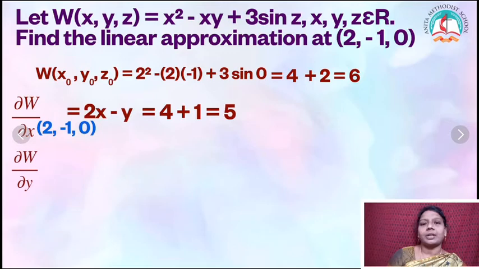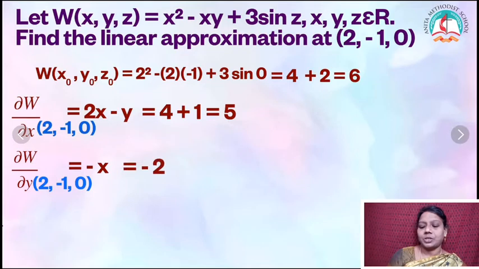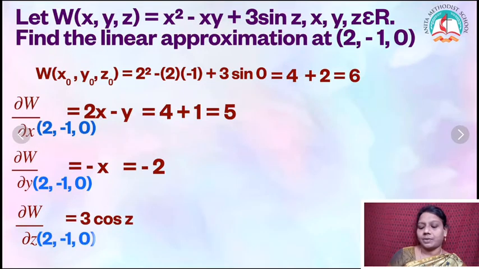Similarly, I am going to find out dou w by dou y. If I am differentiating with respect to y, there is no y here and here. So only this portion will be differentiated. Therefore, I am getting minus x. If I substitute, I am getting minus 2. Then dou w by dou z, there is no z here, here also there is no z. Only the third term is having z. I am going to differentiate that partially. Then sin z differentiation is cos z. Therefore, we get 3 cos z. Substitute the value of z equal to 0. Therefore, you will get the answer equal to 3.